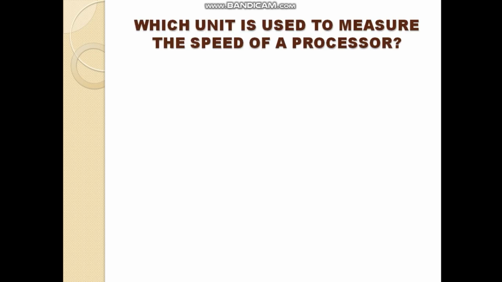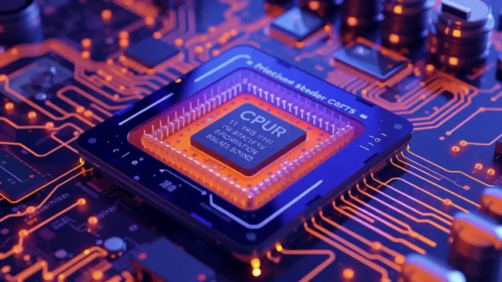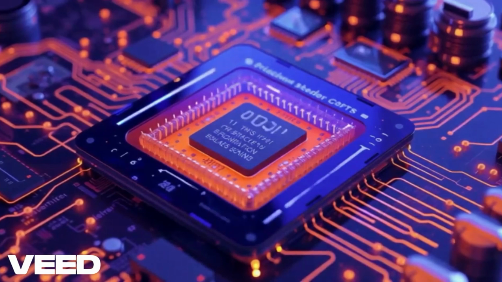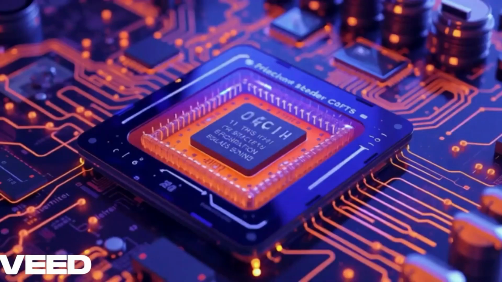Which unit is used to measure the speed of a processor? A. Hertz. B. Bits. C. Bytes. D. Pixels. Answer: A. Hertz. Processor speed is measured in hertz, Hz, indicating the number of cycles per second.